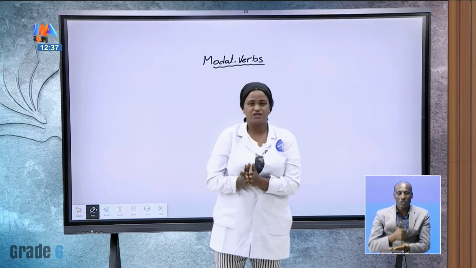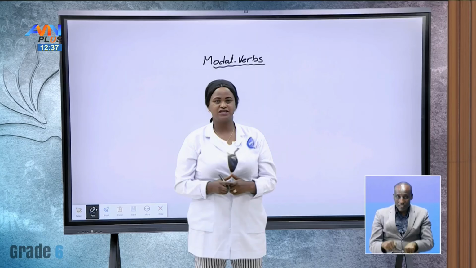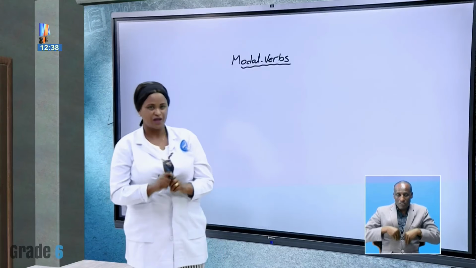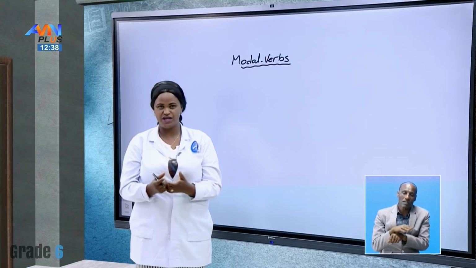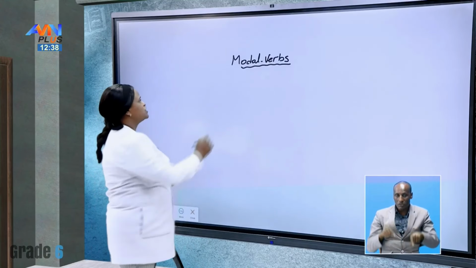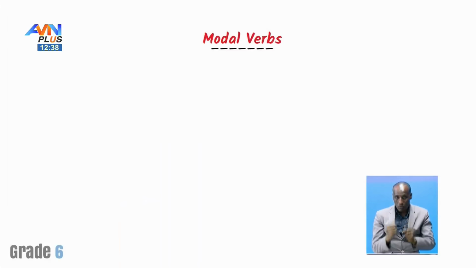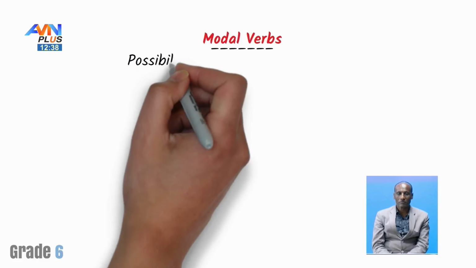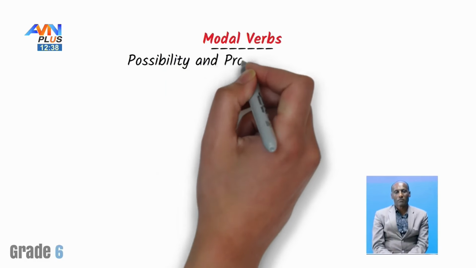Those other auxiliaries are dependent on what? On time, very good. But these modal auxiliaries, they have a different concern. Their concern is to tell what? Advice, obligation, permission, very good, duty, possibility, right? Very good. Now today, for now, we will see those modal verbs that can help you express possibility and probability.